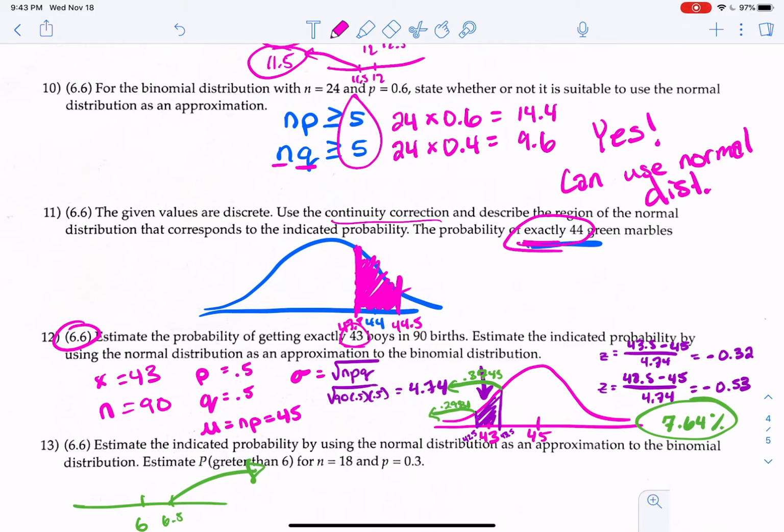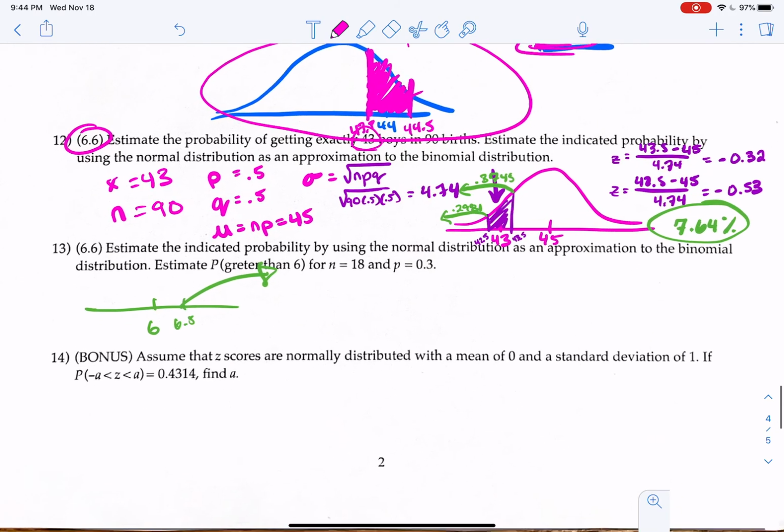So all it was saying was describe the region. This is my description of the region. If you want to just draw a picture, that's fine. Okay. Number 12, we did that one together.